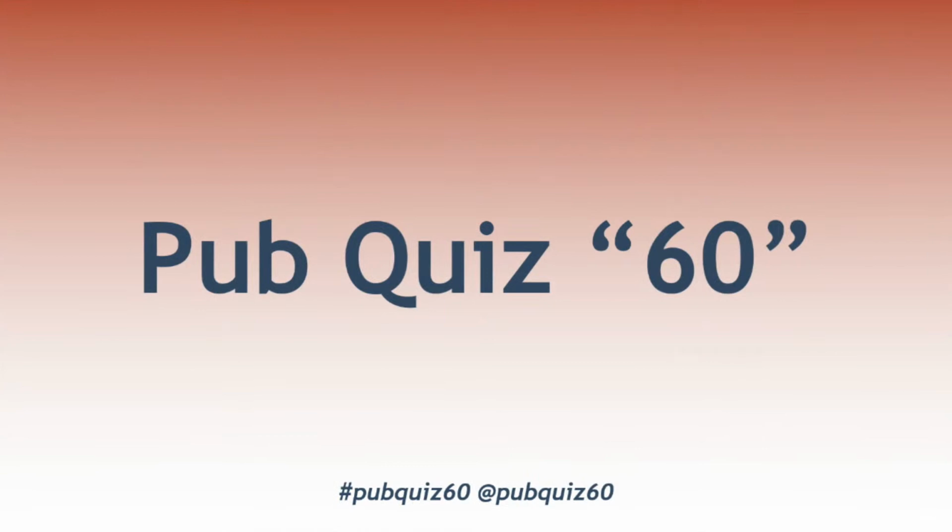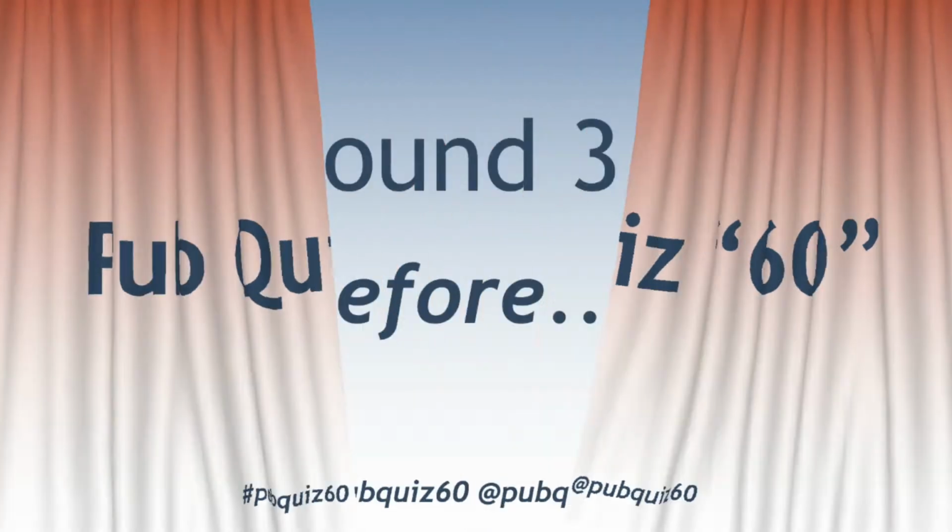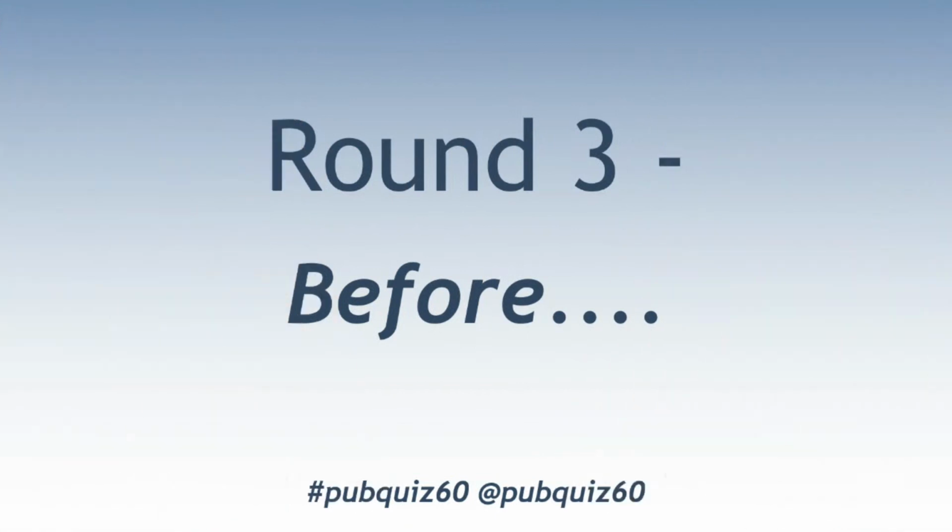Okay, so that's a minute's thinking time over for the music round. We'll now just have one more round, round 3, before we go into marking at the halfway stage. Now, round 3 this week, again, is a picture round, simply entitled Before. And the pictures in here will all be celebrities before they were famous. So pictures of younger self celebrities.